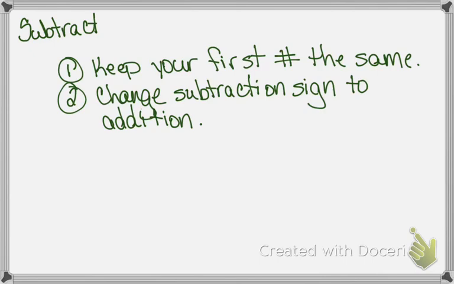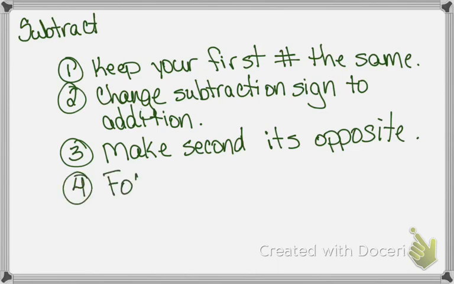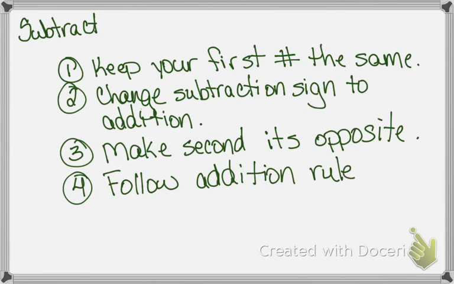Okay? Our third step, make second number its opposite. And then our fourth step is follow addition rules. Follow addition rules. So what we're doing is we are taking subtraction and we are turning it into addition. That's what we're doing, and then we're going to follow the addition rules.